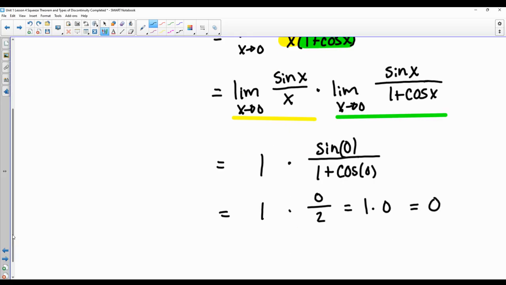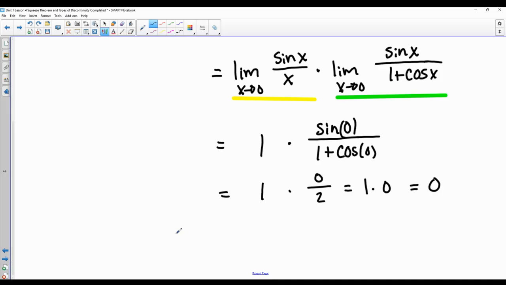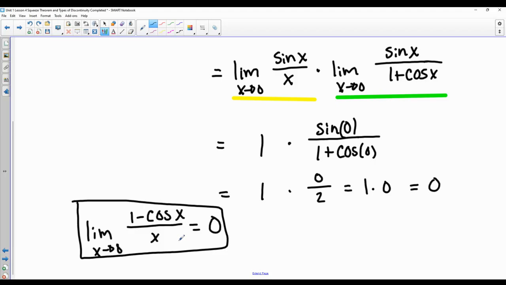So when you are working with the limit as x approaches 0 of 1 minus cosine of x over x, you are allowed to just say that it is equal to 0. This one can also be solved by using what we're going to learn called a derivative. But for now, this is how we would work through this utilizing the squeeze theorem.